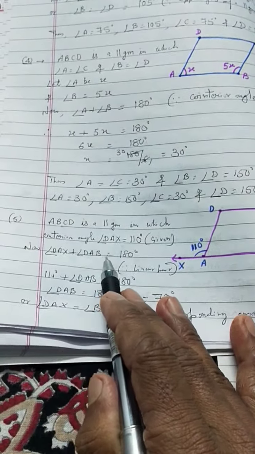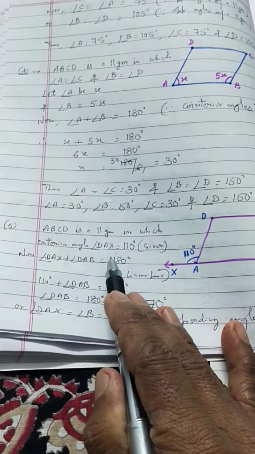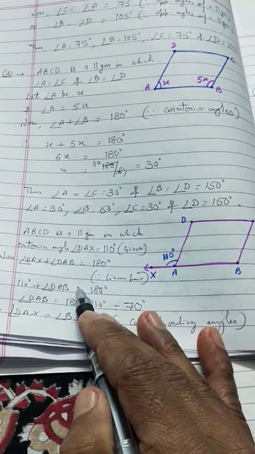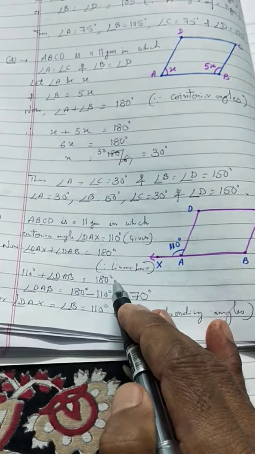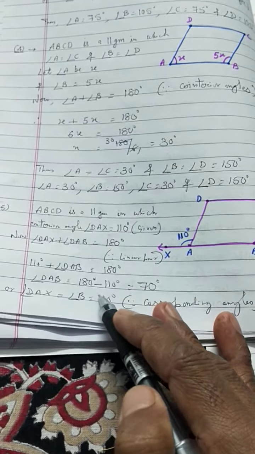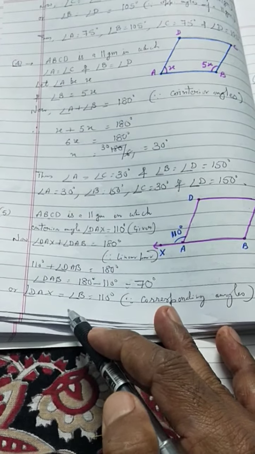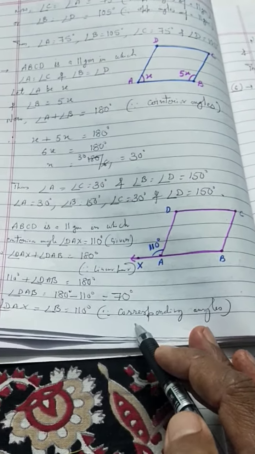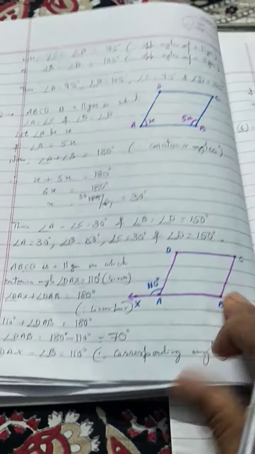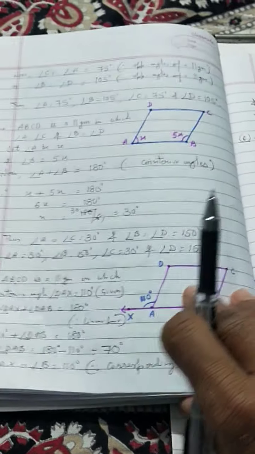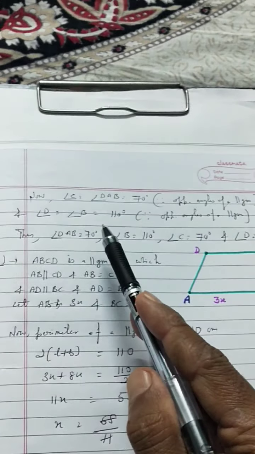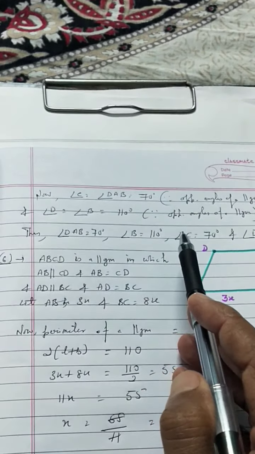So ABCD is a parallelogram in which exterior angle DAX is equal to 110. Now angle DAX plus angle DAB is equal to 180, linear pair. 110 plus angle DAB is equal to 180. Angle DAB is equal to 180 minus 110, which is 70 degrees. Angle DAX is equal to angle B, 110, corresponding angles. Now angle D is also equal to 110 and angle C is equal to 70 degrees. These are the opposite angles of a parallelogram. In this way we can find all the other angles of a parallelogram.